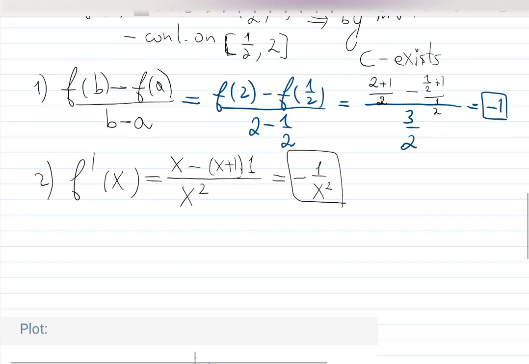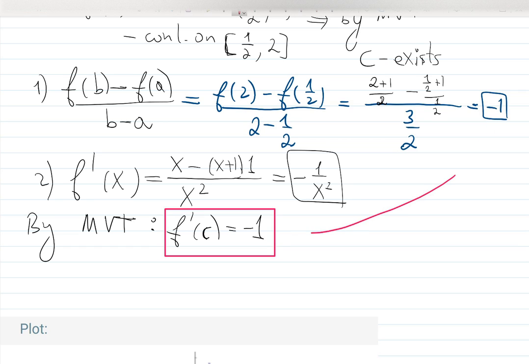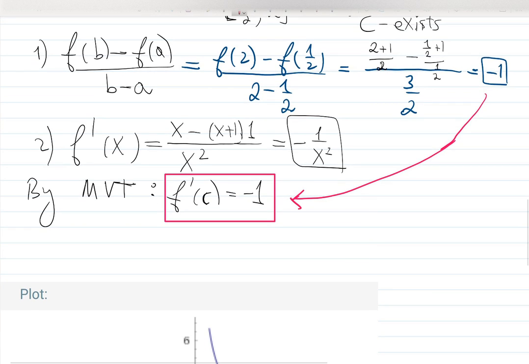So we're going to use the mean value theorem over here. By the mean value theorem, f prime at c is -1. That's the whole point of the mean value theorem: the derivative at c will match the average slope. But the average slope is found to be -1 over here. So we want to know where it happens. We want to know this c. So that's step 3.